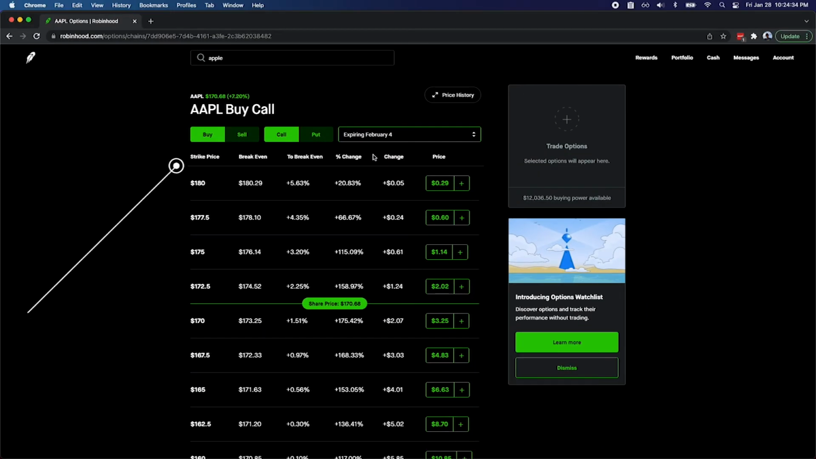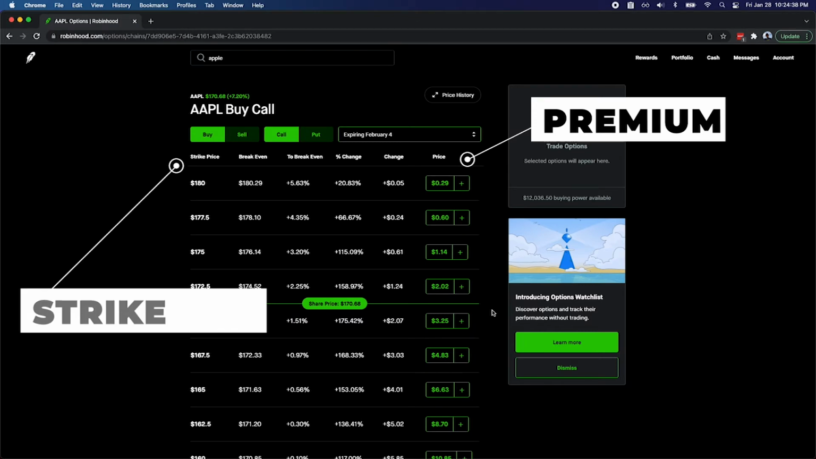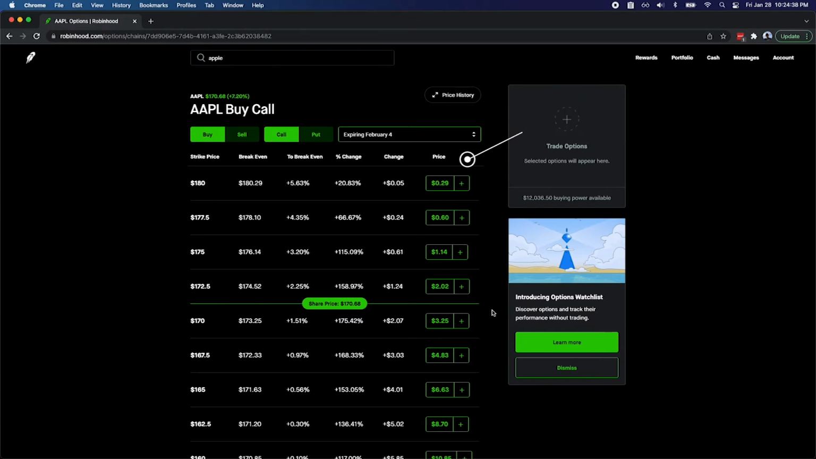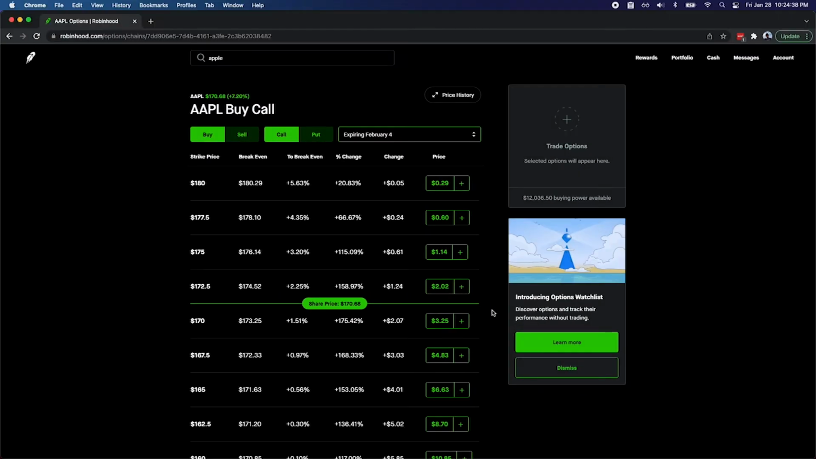So the left column shows the strike price and the rightmost column shows the contract premium. Since each contract controls 100 shares, you would multiply the premium by 100. So for example, this contract with a premium of $3.25 means that it's worth $325. Now, since Apple is trading at $170, contracts with a strike price under 170 are called in the money. Contracts with a strike price above 170 are called out of the money. And a contract with the strike price of 170 is called at the money.